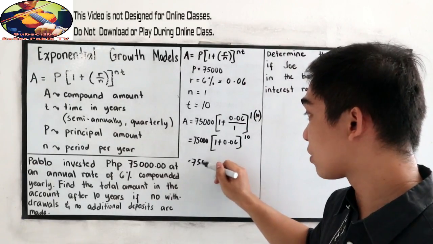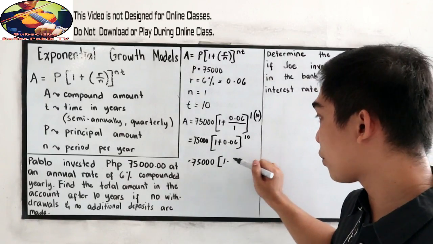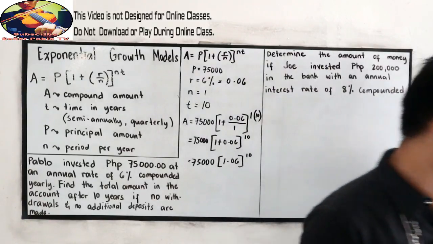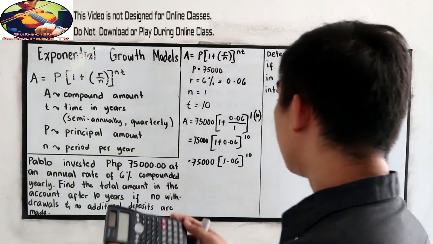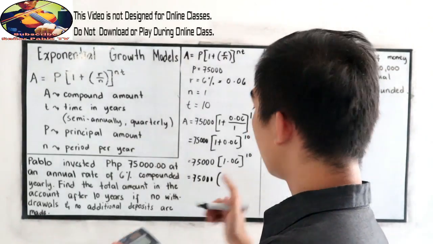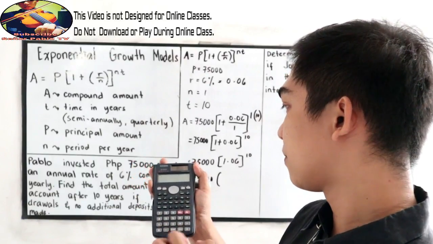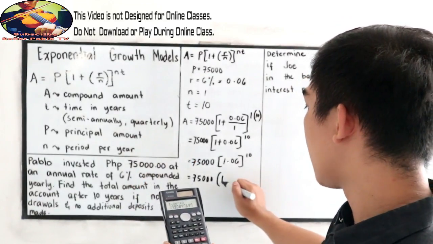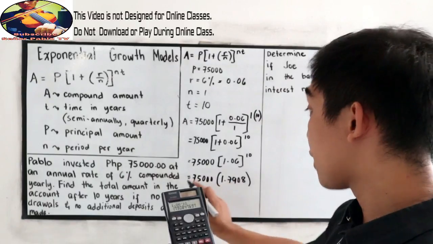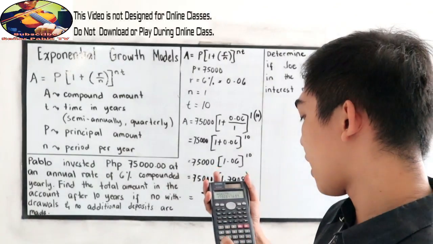So 75,000 times 1 plus 0.06, this is 1.06 raised to 10. Okay, let us use the calculator. So we have 75,000 times 1.06 raised to 10. 1.06 raised to 10 is 1.7908, multiplied by 75,000.